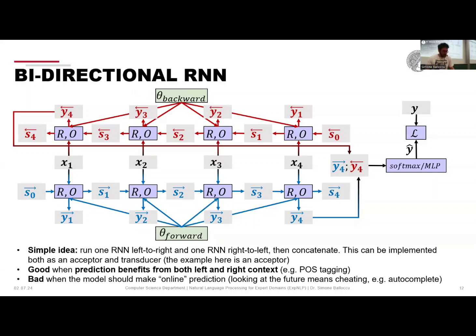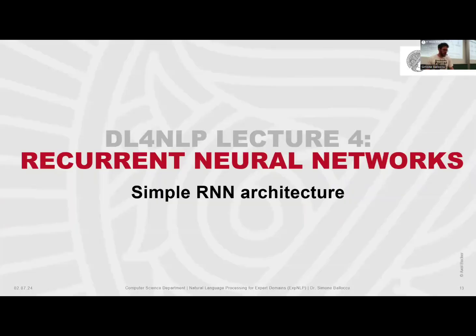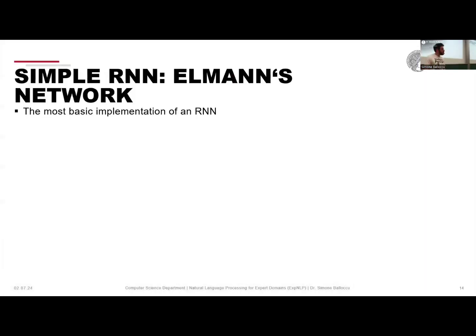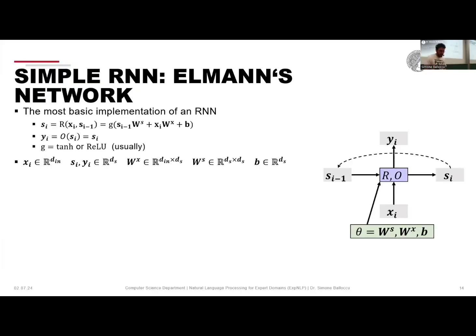Now we saw a lot of abstraction. Let's move to something actually concrete. So how do we implement this? Elman's network. This is the simplest RNN you can implement. And your colleague was right that the output is indeed the state. So how do we calculate the state? The function that we called R before.